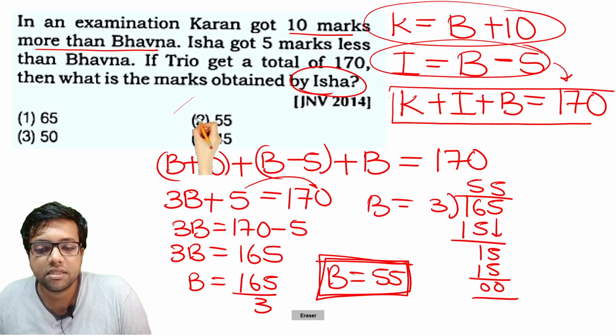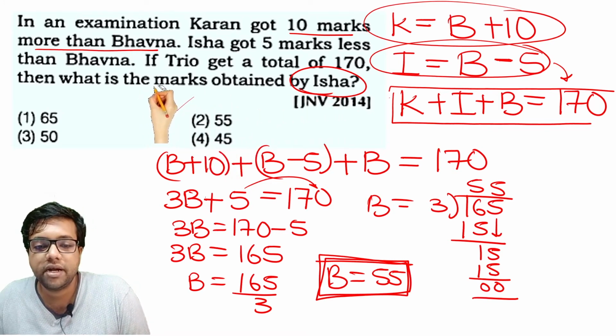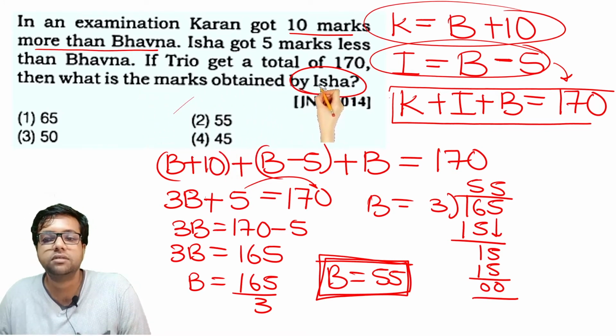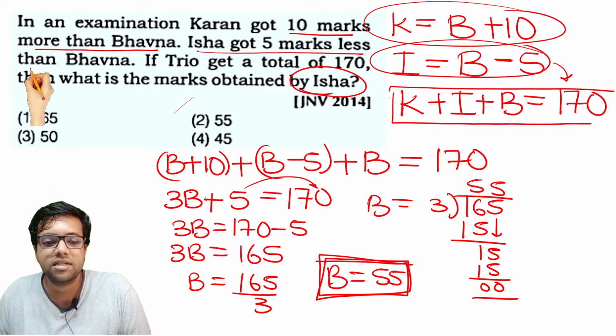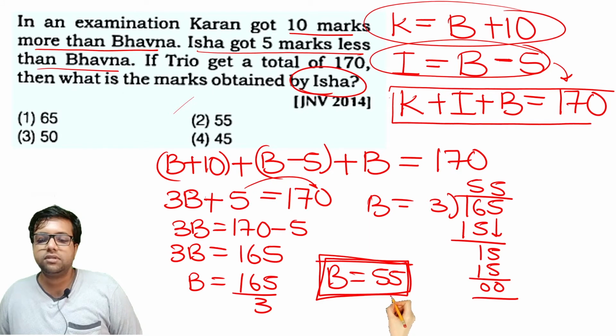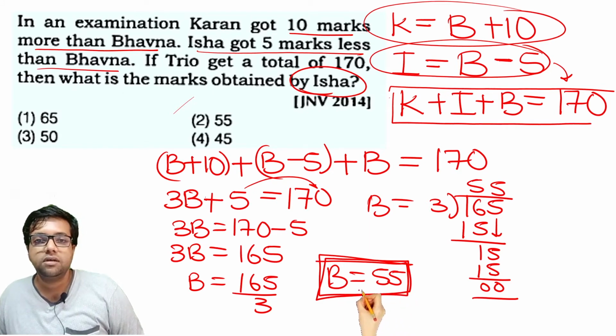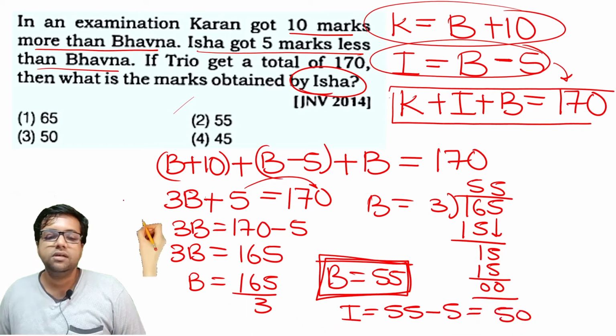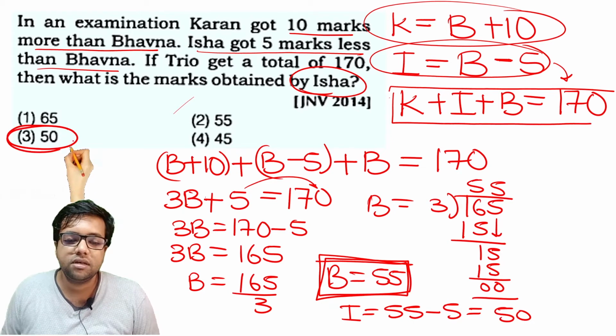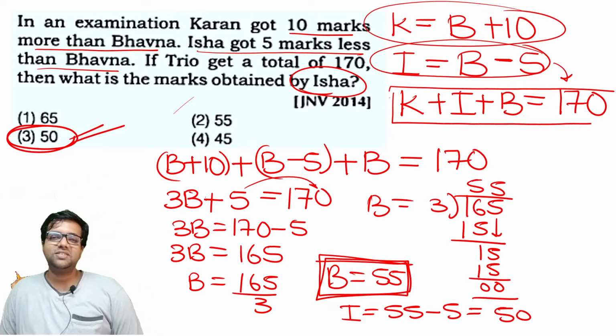What is being asked in the question? We are asked to find Isha's marks. What is Isha's marks? Isha got 5 marks less than Bhavana. So therefore, whatever Bhavana's marks is, you need to subtract 5 from Bhavana's marks. So therefore, Isha's marks will be 55 minus 5. That will be 50. Okay. So therefore, option 3 is the right answer for this question.